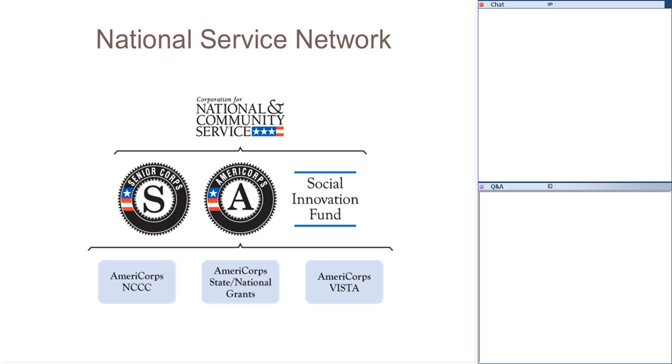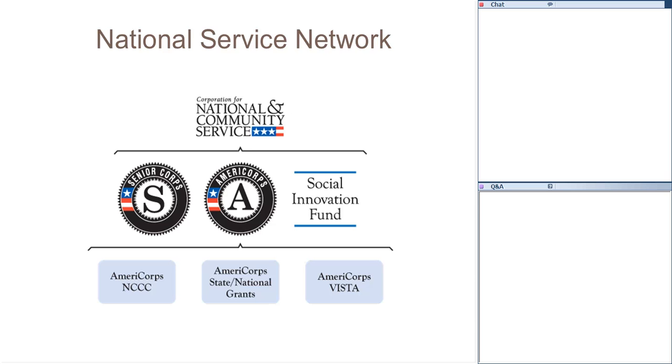And then in the middle, you see AmeriCorps. And AmeriCorps is now celebrating its 20th anniversary, and we're very proud of that. There are three major streams of service within AmeriCorps. There's AmeriCorps NCCC, which is the National Civilian Community Corps.